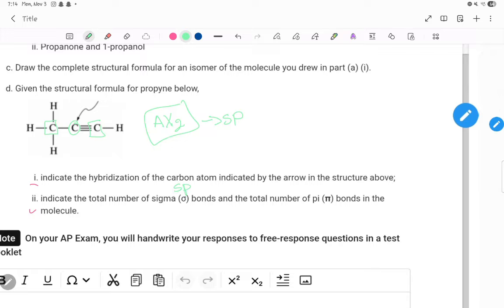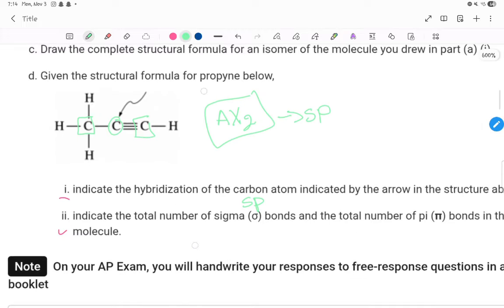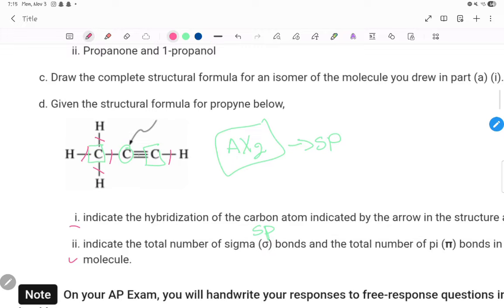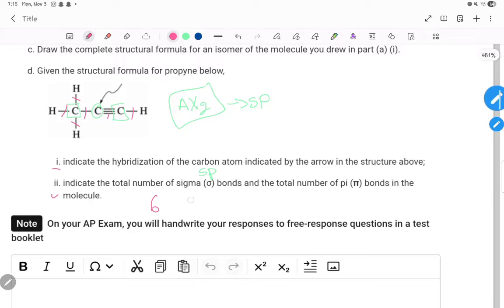Now, part 2. What does it say? Indicate the total number of sigma and pi bonds in the molecule. So sigma is going to be single bonds, 1, 2, 3, 4, 5. Okay, and then you take the bottom one from this, so 6 sigma bonds. And then we have 1, 2, so we will also have 2 pi bonds. So that's it for this question.